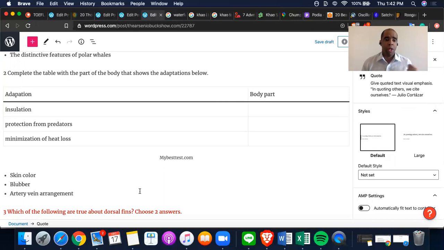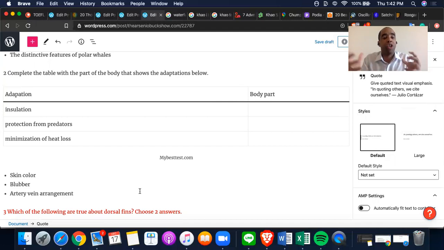So artery vein arrangement, could that be connected to the minimization of heat loss? Potentially. The blubber, more for insulation, right? Does it keep them warm? Not exactly sure. Skin color, protection from predators. Yes, because it has an icy white coating. So I know skin color, protection from predators.